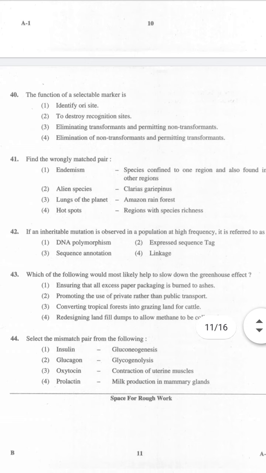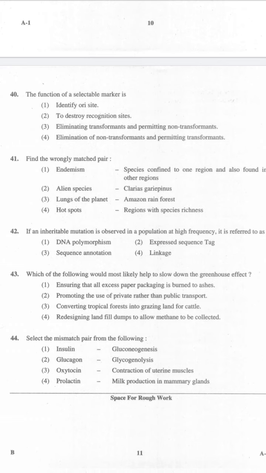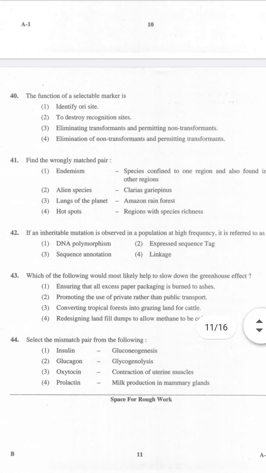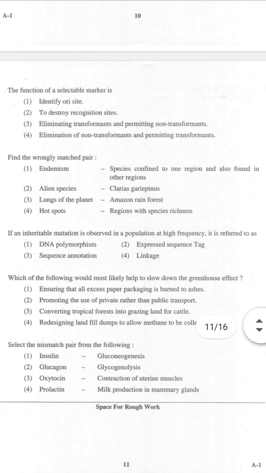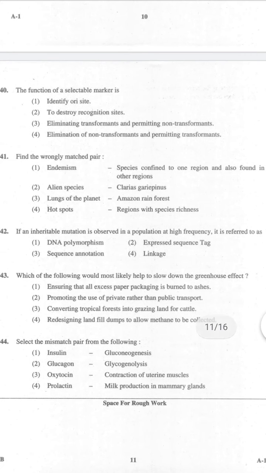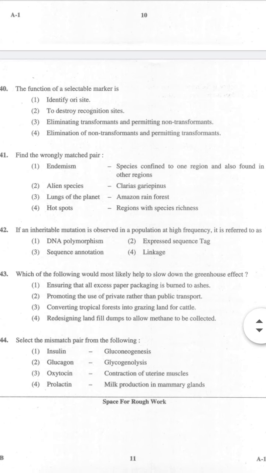The function of a selectable marker is, let's see the options. Option 1, endemism, species confined to one region and also found in other regions. Option 2, alien species, Charles Darwinus. Next, option 3, lungs of the planet, Amazon rainforest. Option 4, hotspots, regions with species richness. So here we need to find out the wrongly matched one from the given four options.